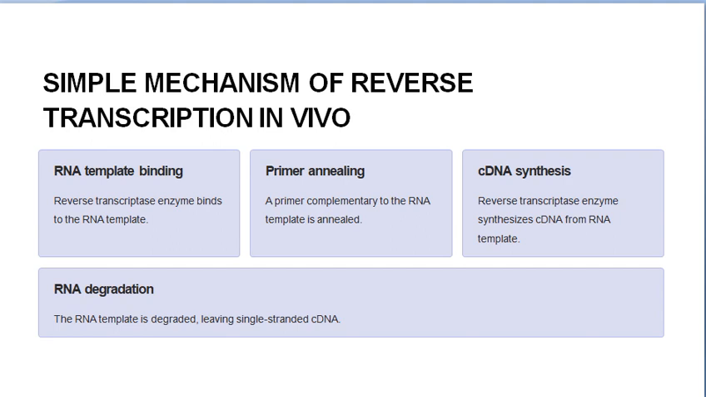So what are the requirements? Basically we have an RNA template. For the RNA template we use the reverse transcriptase enzyme. We have a primer, a complementary primer to the RNA, added there. I will be speaking about primers later. Then we have complementary DNA synthesis by the reverse transcriptase enzyme, which converts the RNA to the cDNA template. And then we have RNase H, which will degrade the RNA template, and we will have only the single-stranded DNA.